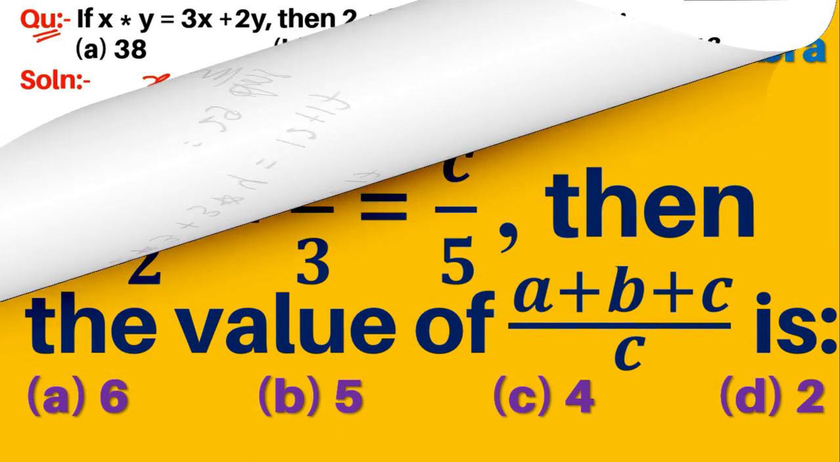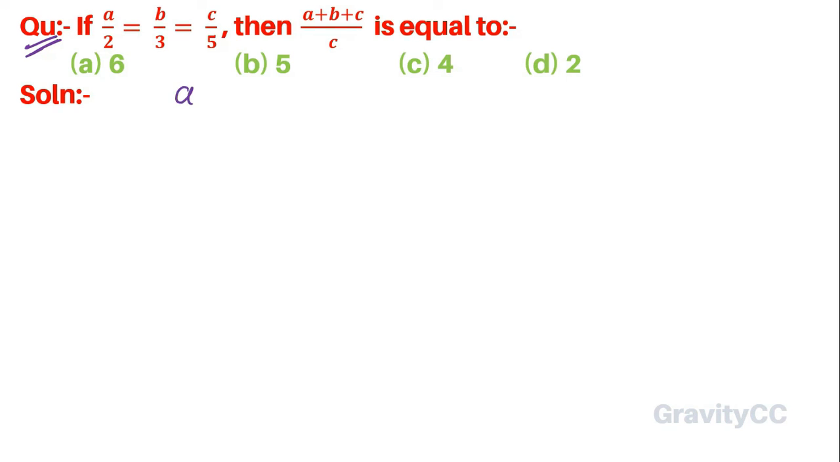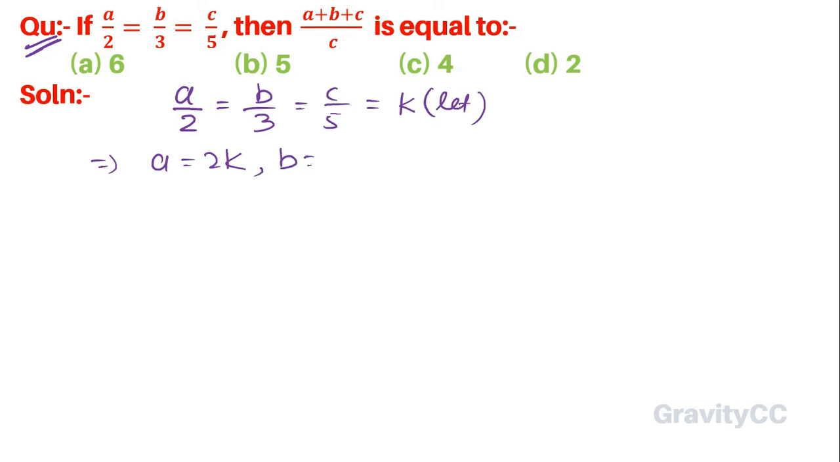If a upon 2 equal to b upon 3 equal to c upon 5, then a plus b plus c upon c is equal to. In this question it is given that a upon 2 equal to b upon 3 equal to c upon 5, so we write this as k. So a is equal to 2k, b equal to 3k and c equal to 5k.